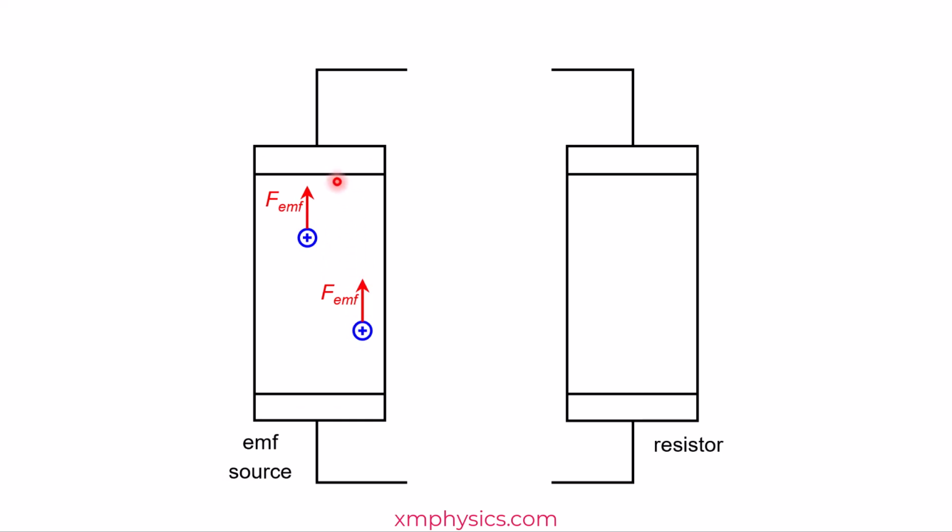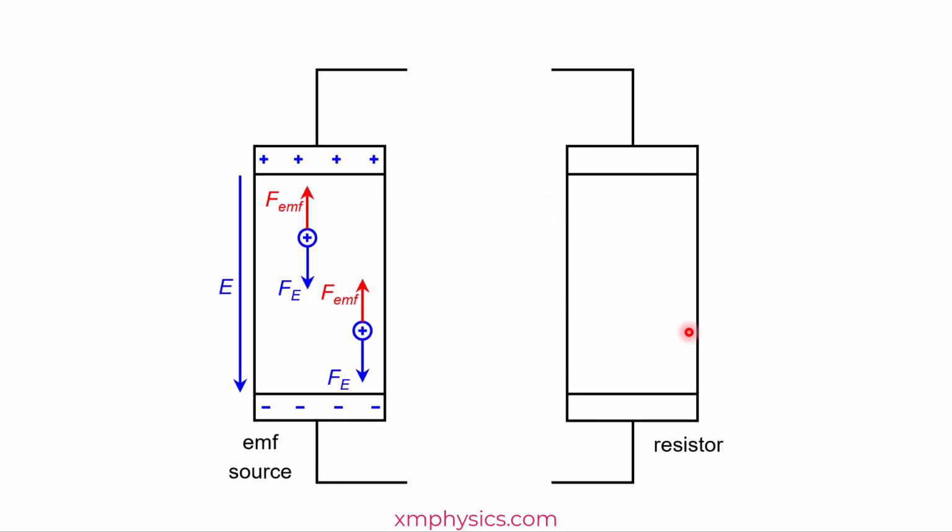So because of this, you can imagine that there will be accumulation of positive charges on one side and negative charges on the other side of the battery. Once you have this separation of charges, an electric field will develop. And notice the direction of the electric field will be to push the charges in the opposite direction. Once the electric field is strong enough that the electric force matches the EMF force, then the accumulation of charges ends. And this resulting voltage across the battery is called the EMF.